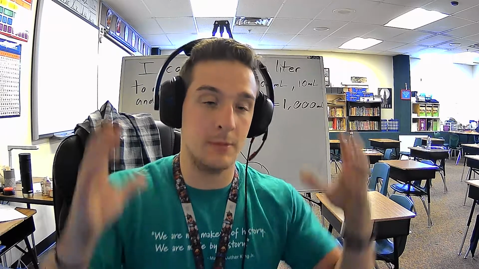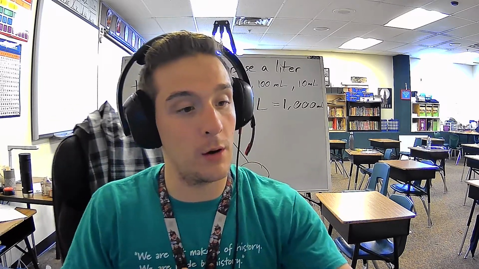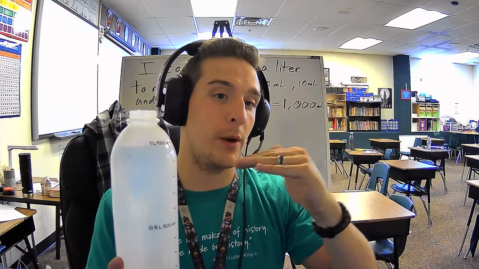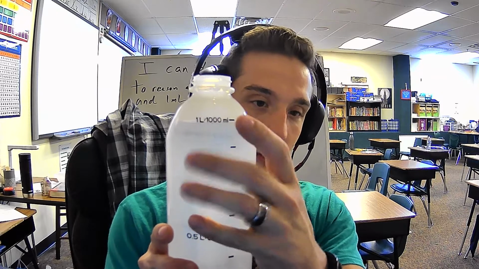So, time is how long something has lasted. Grams and kilograms is how heavy something is, how much weight it has in it. Liters is more along the lines of volume. It's being able to fill up something and say, this is how much liquid is in something. So right here is 1 liter. If you can see right here, it says 1L slash 1,000 ml.